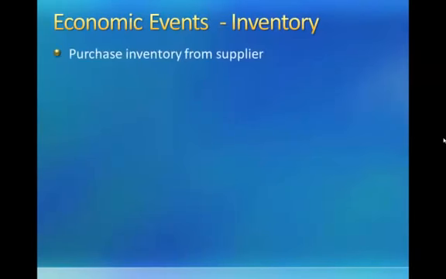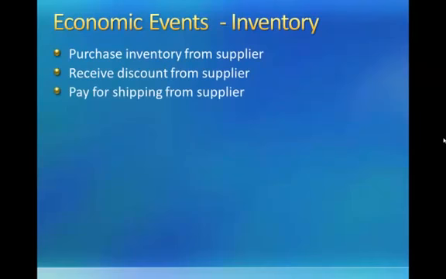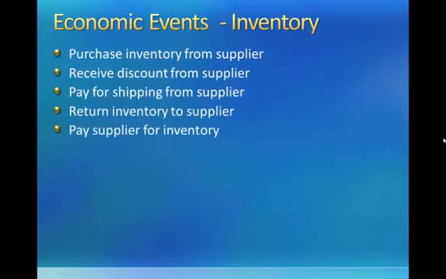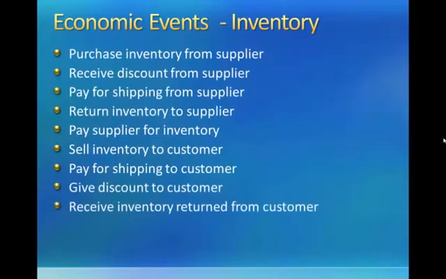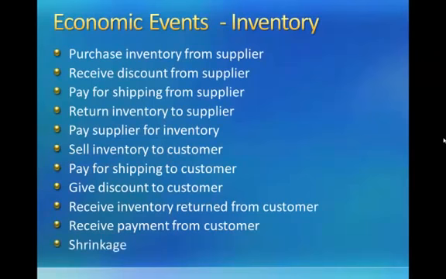The economic events related to inventory that we will study, and remember, we'll study it only for merchandising companies, are purchasing inventory from a supplier, receiving a discount from the supplier, paying for shipping from the supplier, returning inventory to the supplier, paying the supplier for inventory. Then we will study selling inventory to the customer, paying for shipping to the customer, giving a discount to the customer, and receiving inventory return from the customer, as well as receiving a payment from the customer. Finally, we have something called shrinkage that we'll study at the end.